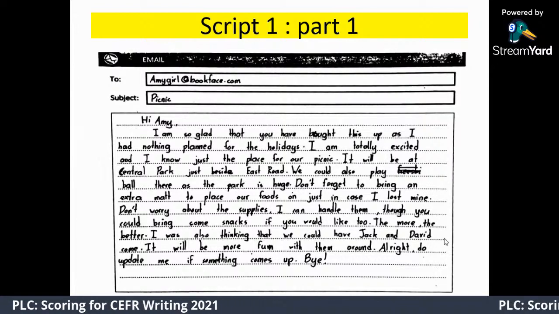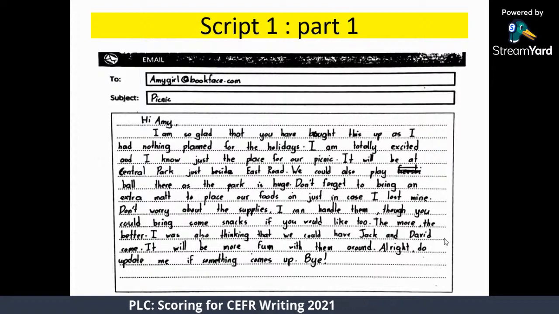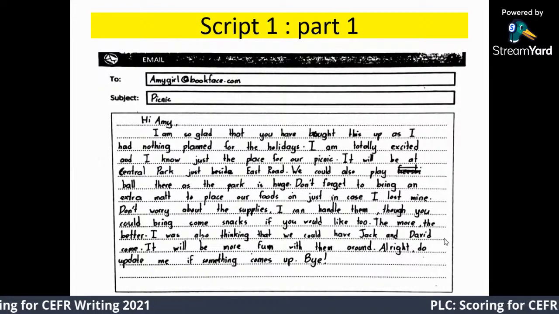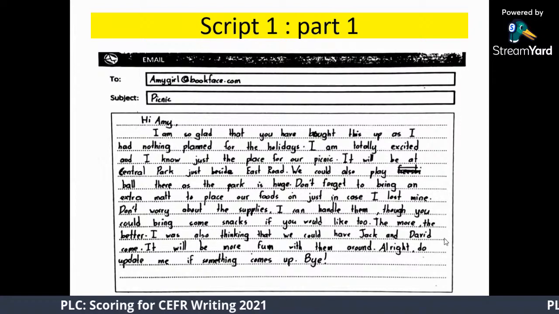Okay, yeah. Content should be given a 5 because the content is very relevant to the task and the student is fully informed. And what about communicative achievement? Yes, very good. Yeah, content should be 5. What about CA, communicative achievement? Do you think the text is very straightforward?